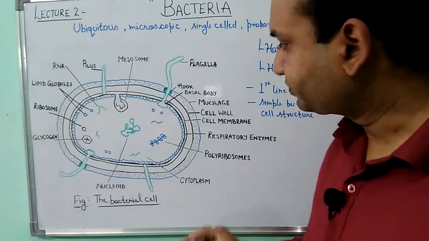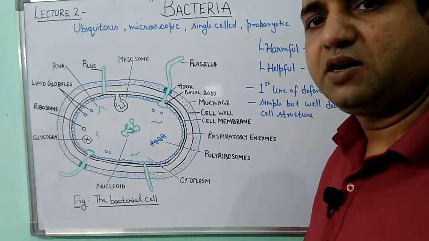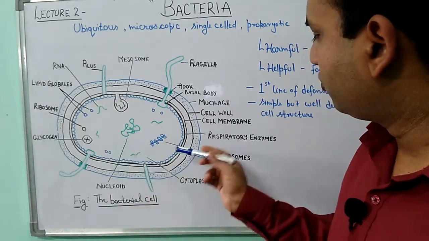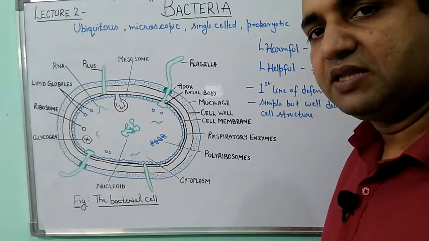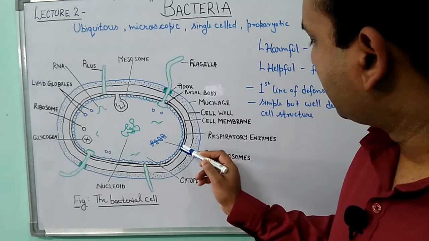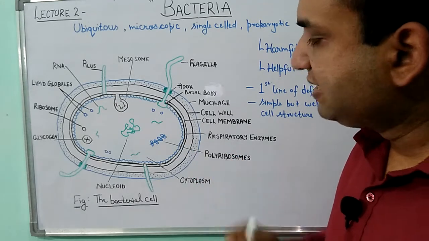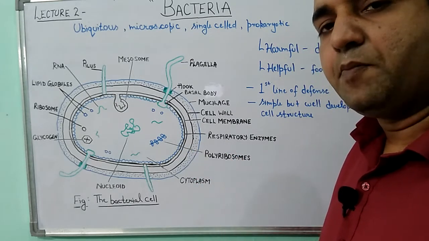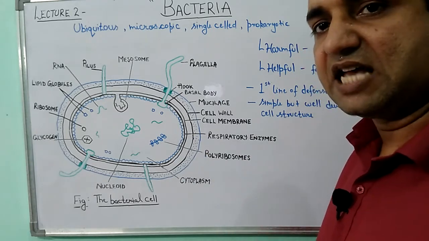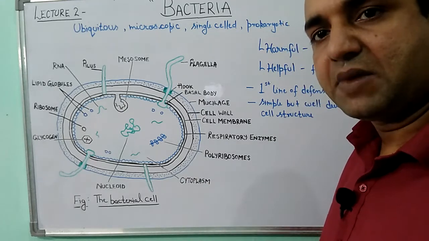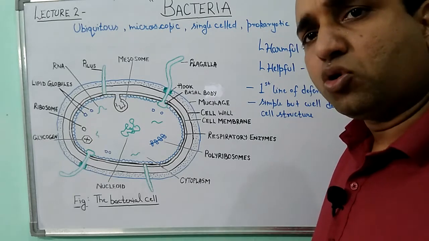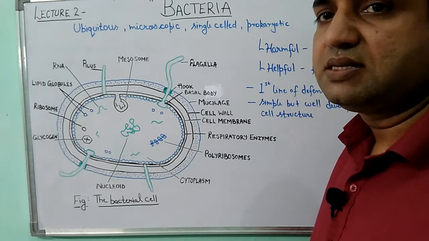In the bacterial cytoplasm, numerous organelles are present which perform different functions, like the ribosomes and polyribosomes, which help in protein synthesis. You can see the respiratory enzymes also. Bacteria power their metabolism using membrane-bound respiratory enzymes, which capture chemical energy and transduce it by pumping protons and sodium ions across the cell membrane.